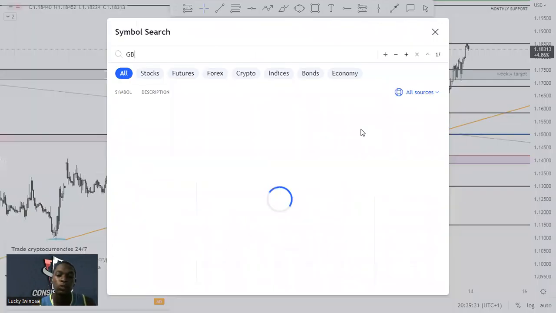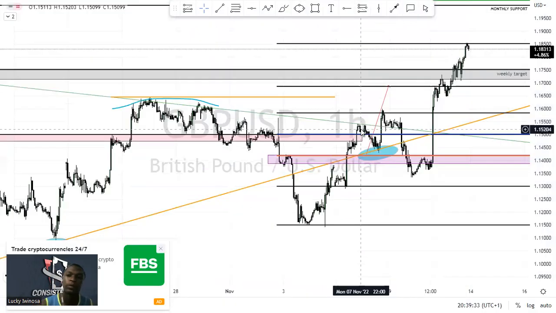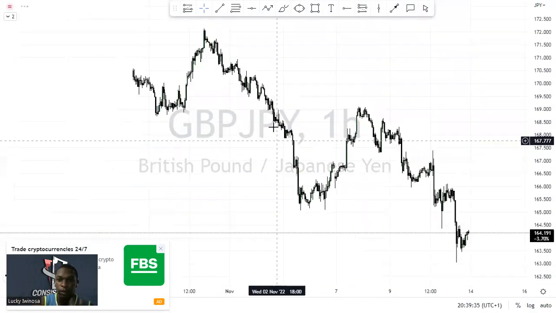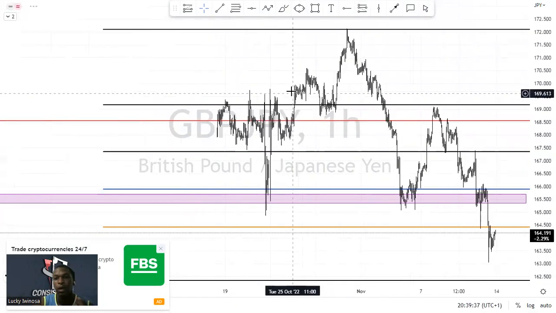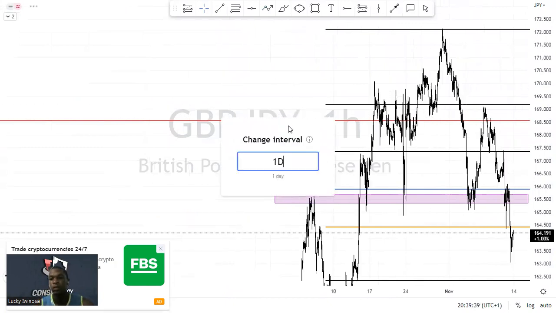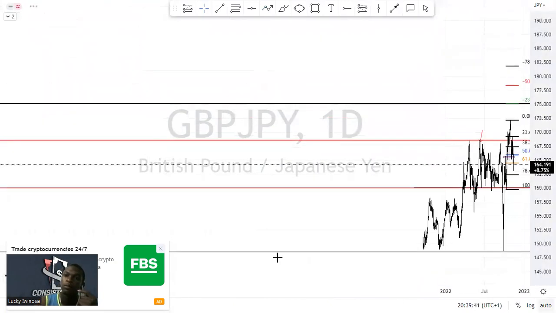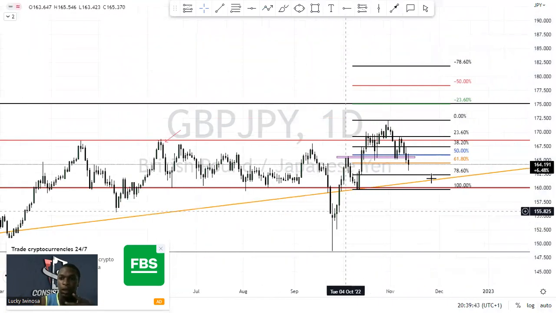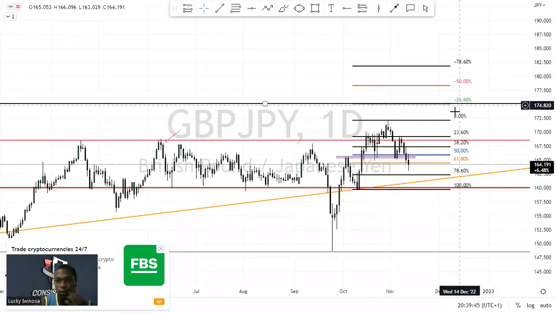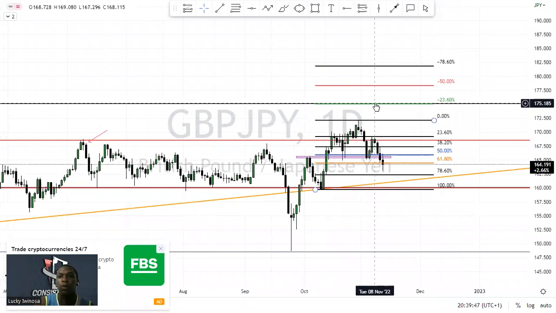So let's go over to GBP JPY. I think I already have everything mapped out on GBP JPY right about now. I'll just start with the daily, guys. Overall, we are still bullish on this one. My overall upside target is still sitting at 175 flat. Price came pretty close, but we didn't reach it.